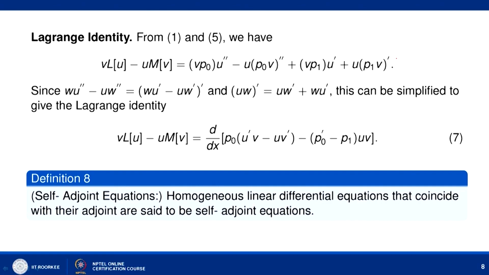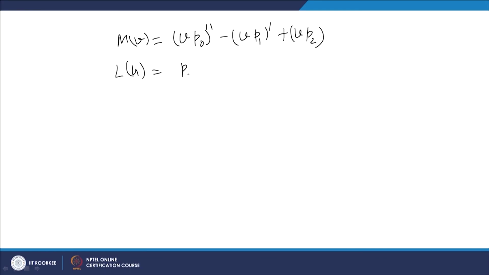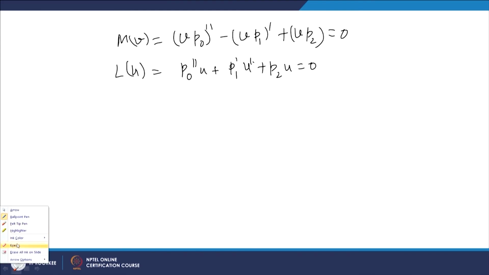So let us do it here. Here your M V is given as V P0 double dash minus V P1 dash plus V P2. So that is your M V, and L U is basically P0 U double dash plus P1 U dash plus P2 U equal to 0. So here this is not dash, it is simply P0. Okay, so now let us calculate.